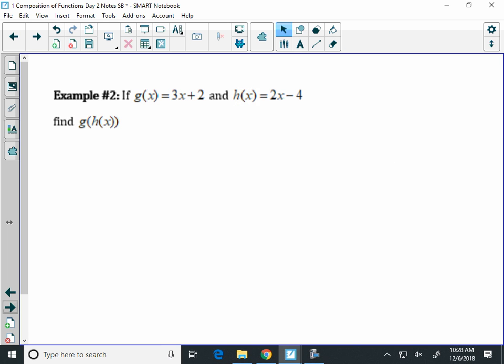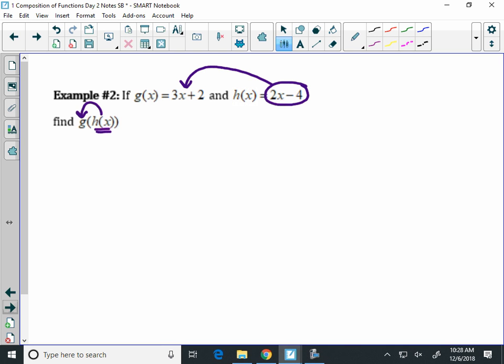For number 2, it says we have the g of x is 3x plus 2 and h of x is 2x minus 4. We are trying to find g of h of x. So that function of h is going to go into the function of g. So that means you're taking h right here, 2x minus 4, into g. So how we're going to write this is I'm going to take this function of g right here, the 3 stays the same, and the plus 2 stays the same. The only thing that changes is that the 2x minus 4 goes in where the x was.